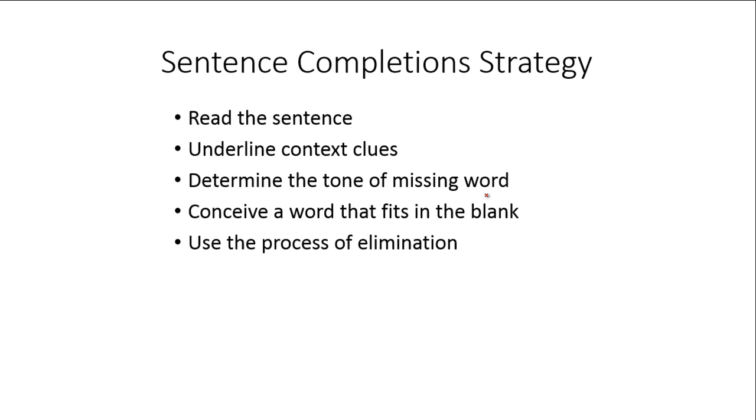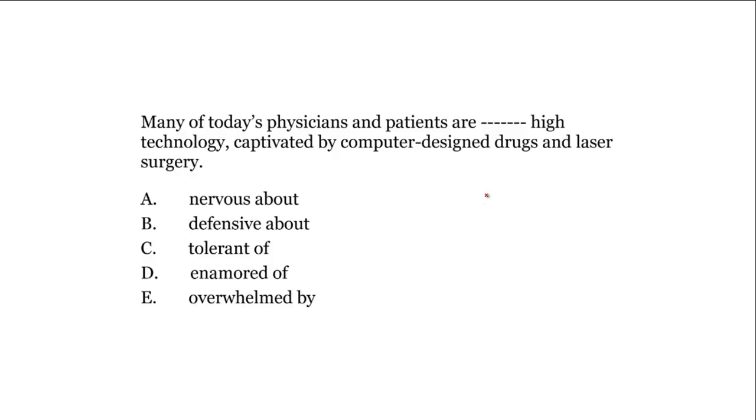Okay, step 1, read the sentence. Step 2, underline context clues, which are words and/or phrases that indicate the meaning of the missing word in the sentence. Step 3, determine the tone of the missing word in the sentence. Does the missing word have a positive, negative, or neutral tone? Step 4, conceive a word that fits in the blank. Come up with a word that fits in the blank and write it down. And step 5, use the process of elimination. All right, here we go.